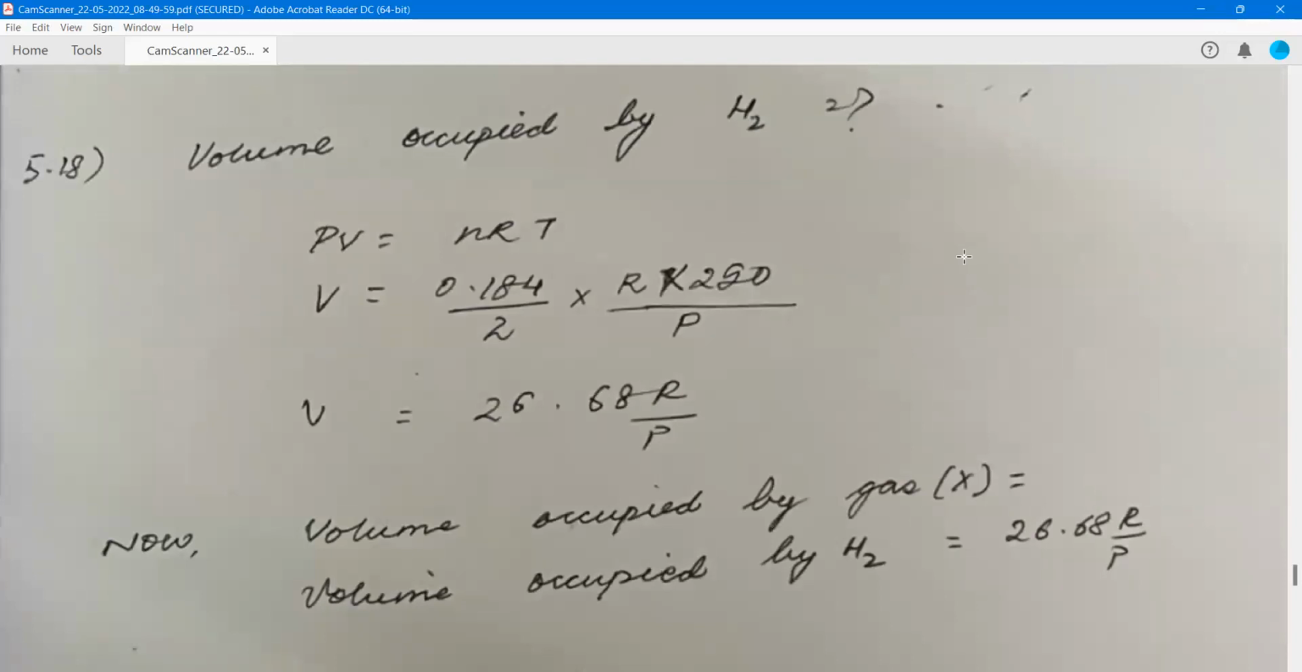Now let us go to the next question, question number 5.18. 2.9 gram of a gas at 95 degrees centigrade occupied the same volume as 0.184 gram of dihydrogen at 70 degrees centigrade at the same pressure. What is the molecular mass of the gas? So what is given here? What you have to calculate?